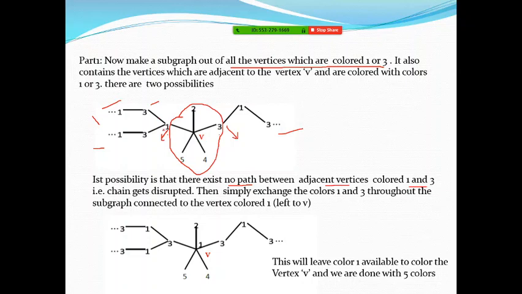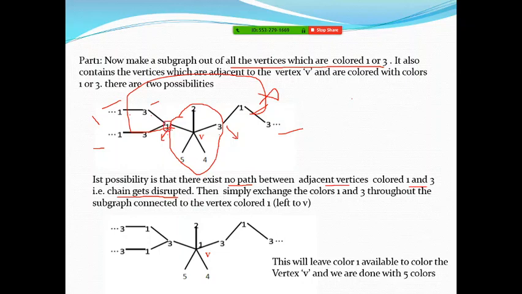So again we are taking the maximum possible case, the optimal case. So it is 1, it is 3, again 1, again 3, but they are not connected to this side. So it is 1 and it is 3, and there exists no such path, so it is not possible to connect these two. So we are discussing this case. That means the chain gets disrupted. So if it is the case, then just focus on this side.